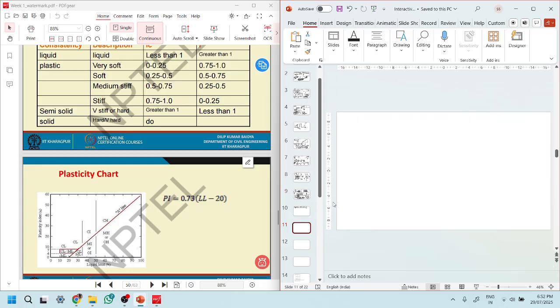To be honest, I understood. What I can think of is that at most, if this is your shrinkage limit and this is your plastic limit, they can be very, very close to each other. And then you will have a liquid limit, and then you will have a plastic limit, and they will be very, very close to each other.